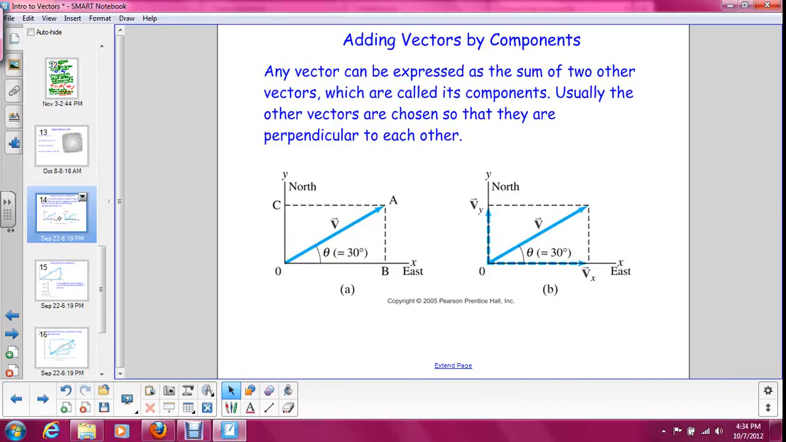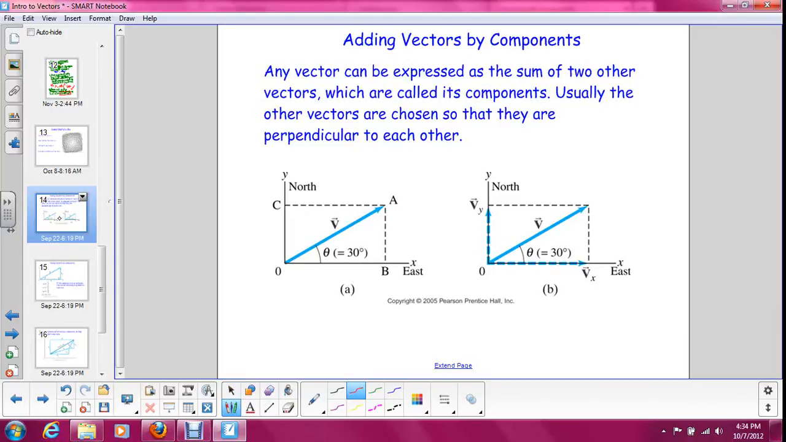So adding vectors by components is really very important, and we will be breaking things down into components quite a bit. So any vector can be expressed as the sum of two other vectors, which are called its components. Usually the other vectors are chosen so that they are perpendicular to each other. Your components do not need to be perpendicular to each other. However, when you do make them perpendicular, it makes your life a lot easier.